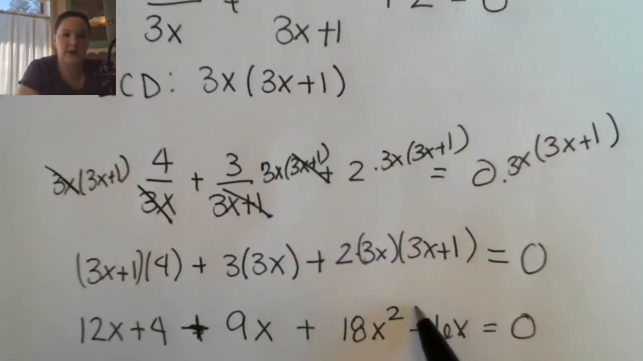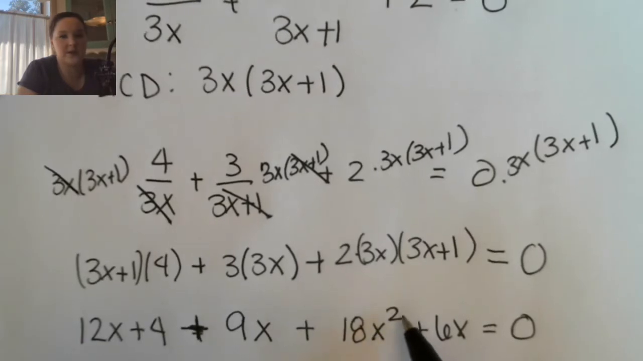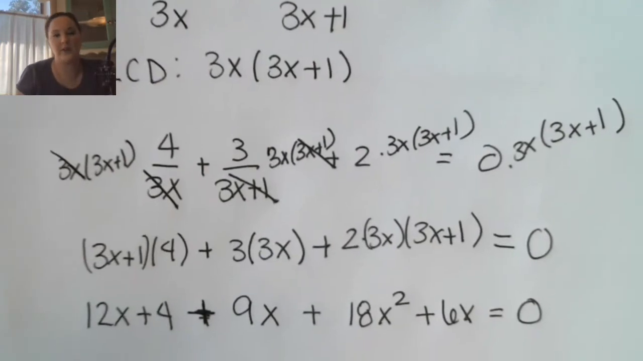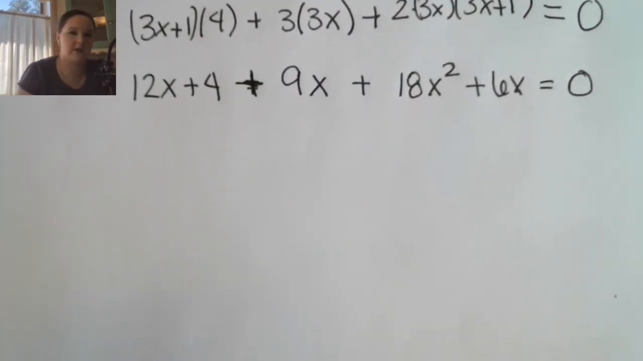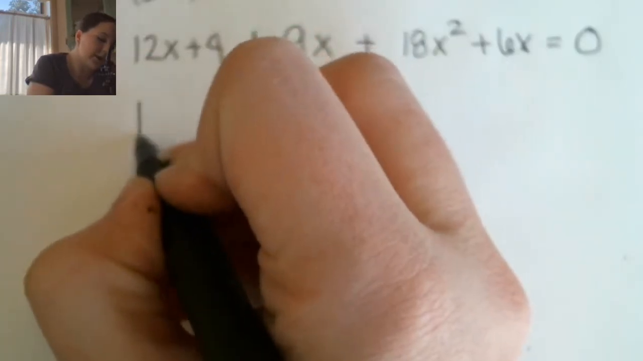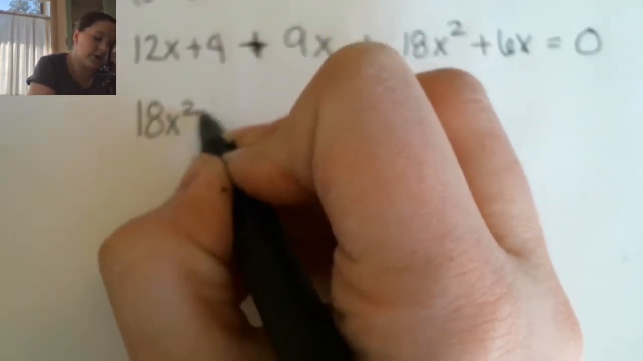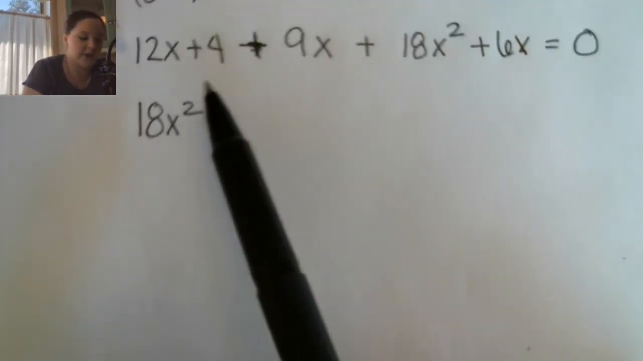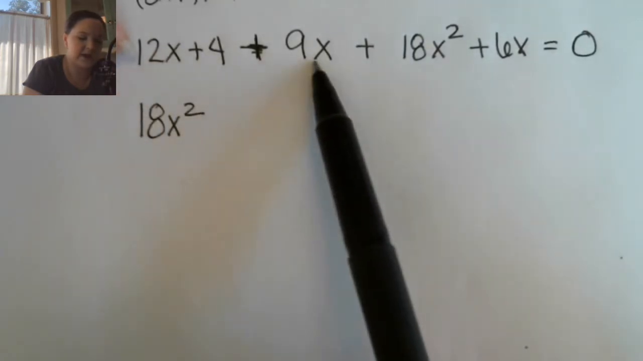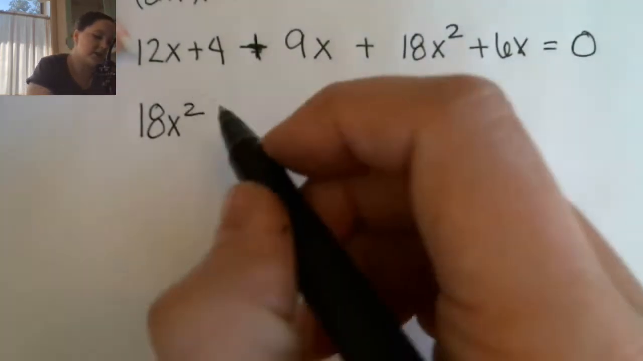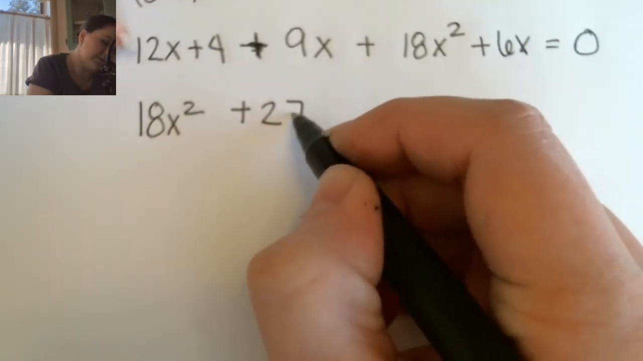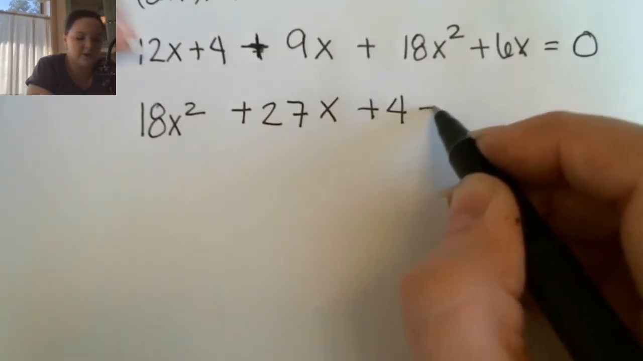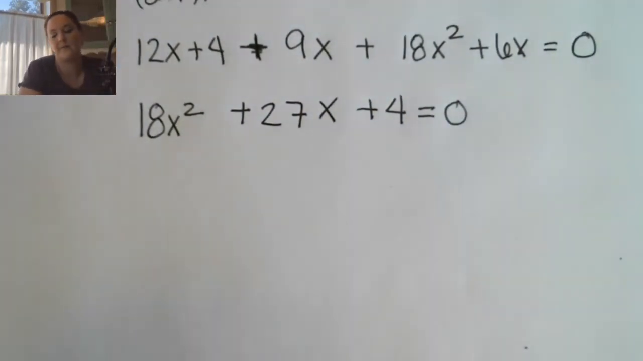You can see we have x squared here, so this is a quadratic equation, and we're going to move everything to the left side and try to factor it. So I'm going to combine my like terms and write them in descending order. My x squared term is just 18x squared. Now I'm going to combine my x terms. So I have 12x and 9x, that's 21, plus 6, that's 27x. And then my constant term is 4.